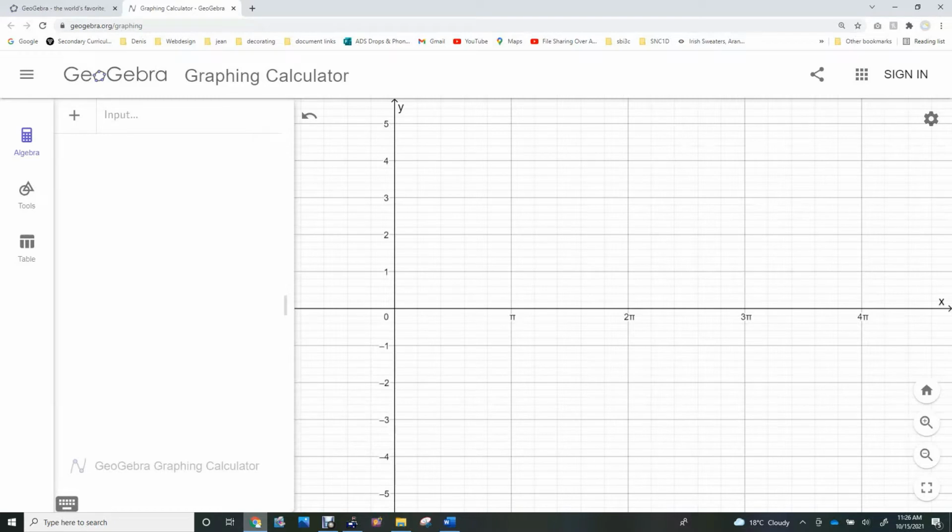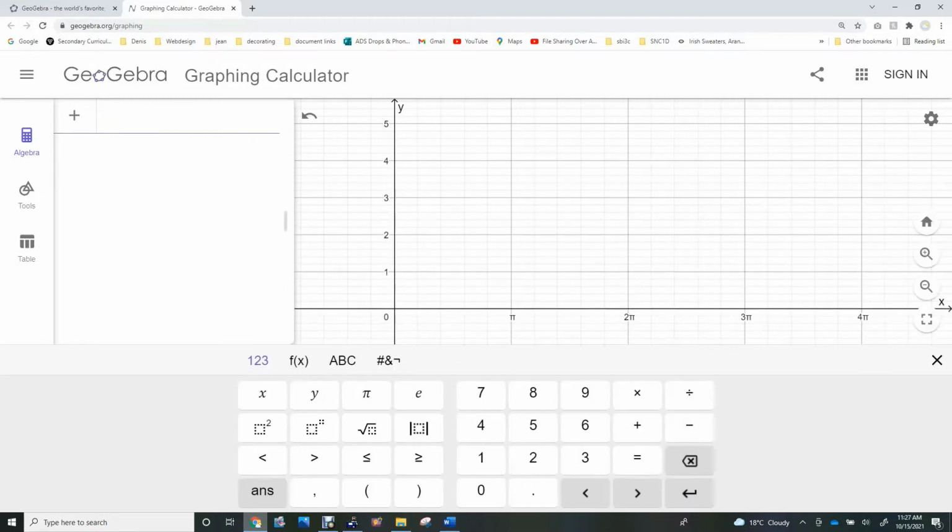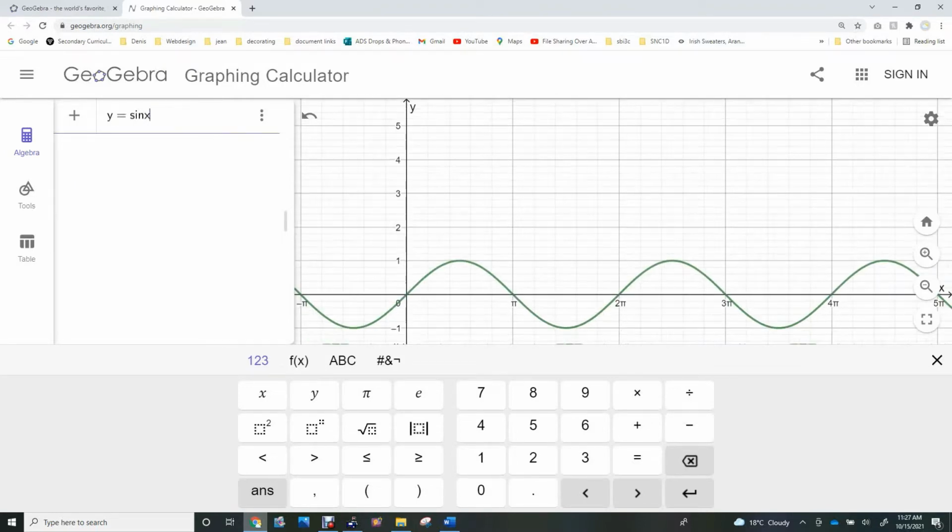Now that we've got this set up, let's come up to our input box in the top left corner, and in that box we're going to type y equals sine x. And there we have our basic sine graph. We notice that it starts at 0 to pi and then to 2 pi. So one complete pattern is from 0 to 2 pi.